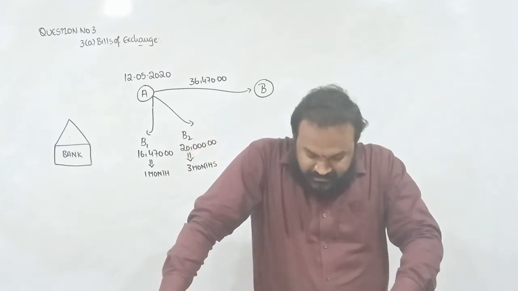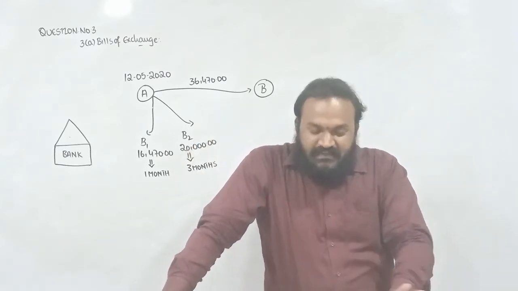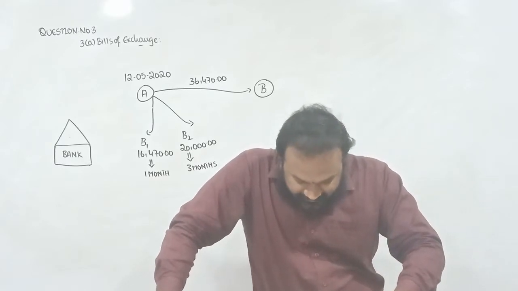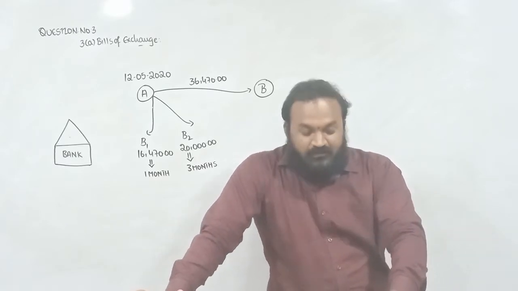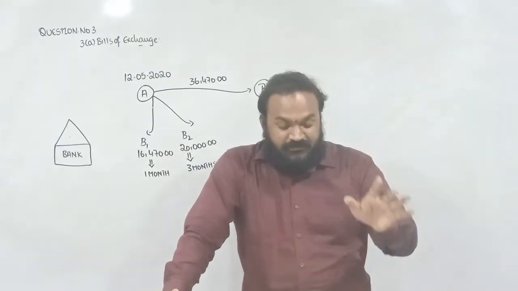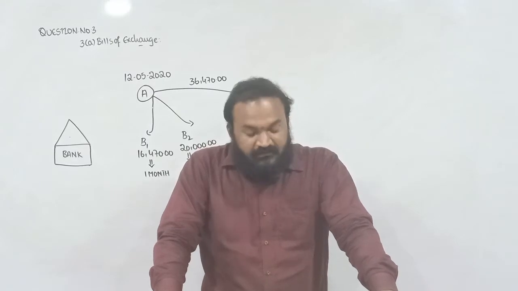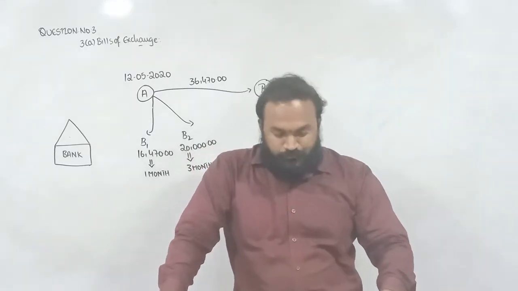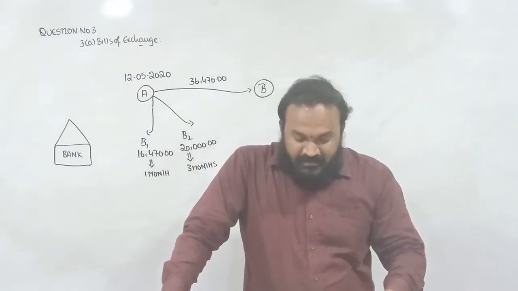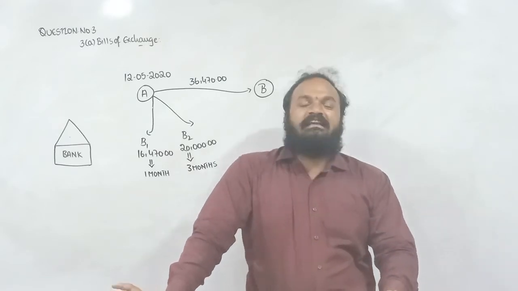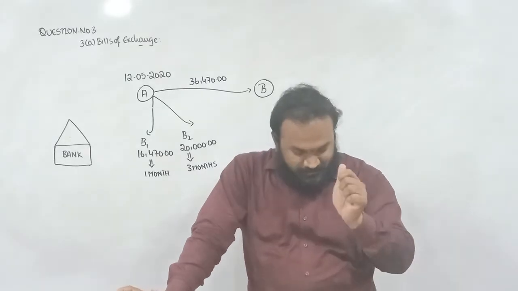Okay. Next, A immediately sent the new acceptance to its bank for collection on the due date. On 1st October 2020, B approached A offering 12,240 for retirement of his acceptance. A accepted the request. Wonderful question.